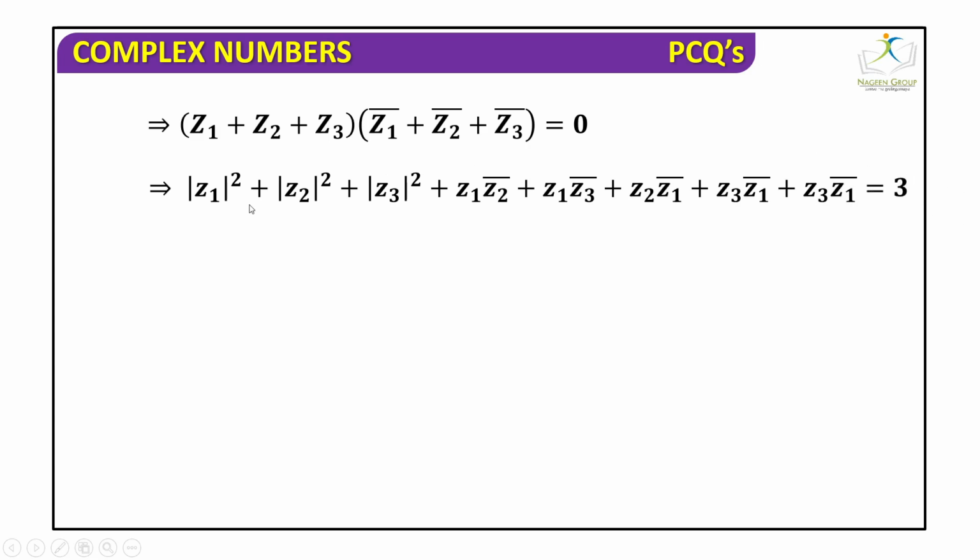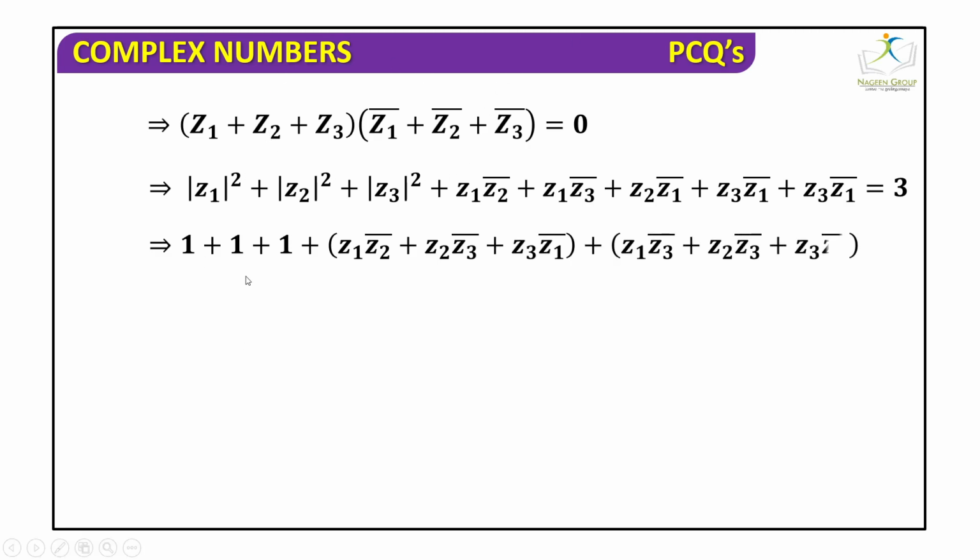be equal to 0, and this comes equal to z1 square plus z2 square plus z3 square plus z1 z2, z2 z1, z3 z2, z1 z3, z3 z1. This cancels out and this value we will get, and this is equal to 3, right? Now from here we know the modulus of every value will be equal to 1. So 1 plus 1 plus 1, and these values we combine, right?